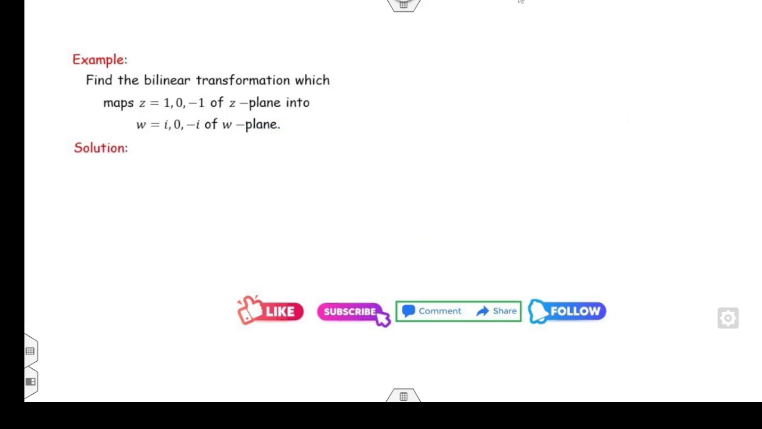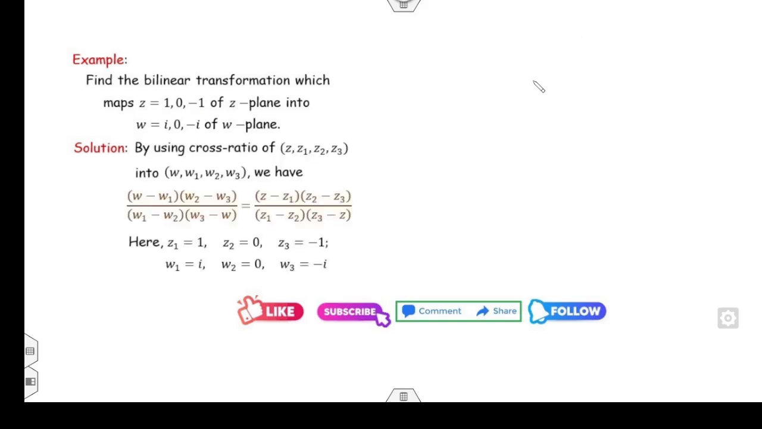Next question is find the bilinear transformation which maps the points w and the z. Fine. What are the values of the z? 1, 0, minus 1. Corresponding value of the w is iota, 0, minus iota. Because the bilinear transformation preserves the cross ratio, I can utilize the concept of the cross ratio to formulate the bilinear transformation.